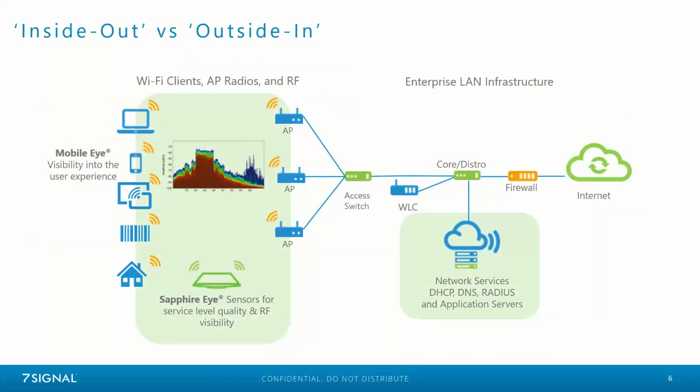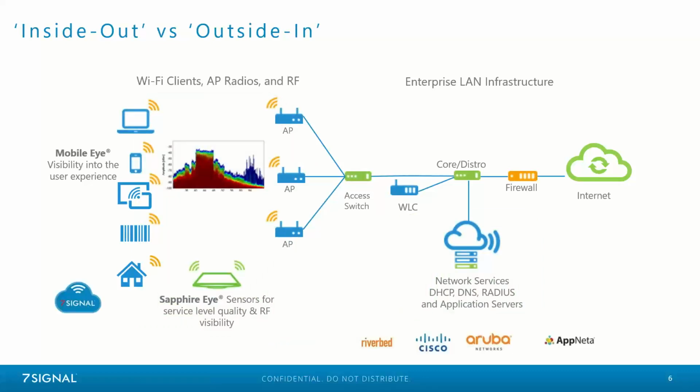So just to give you a little more background as to what makes us so different, if you look at your typical enterprise LAN infrastructure, you've already got great tools and technologies installed on the network, giving you really useful feedback and data, such as your Cisco, Aruba, Riverbed, Apneta, and more. But we move into a different space, picking up where they leave off with Mobileye, which lives on the edge of the network on the individual devices, giving you full visibility into the user experience from the outside in.